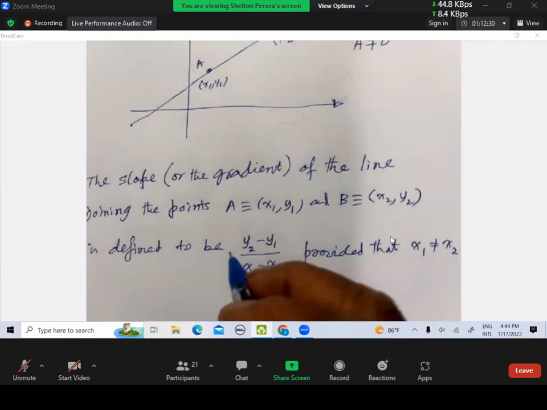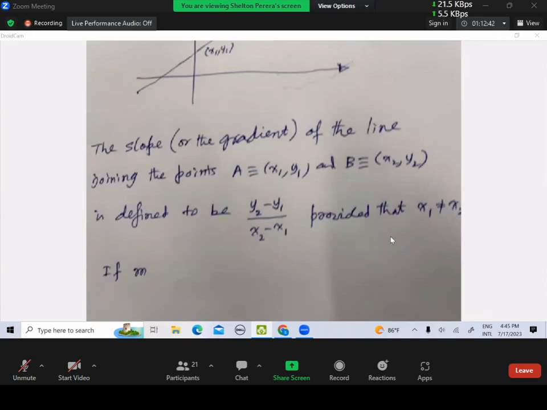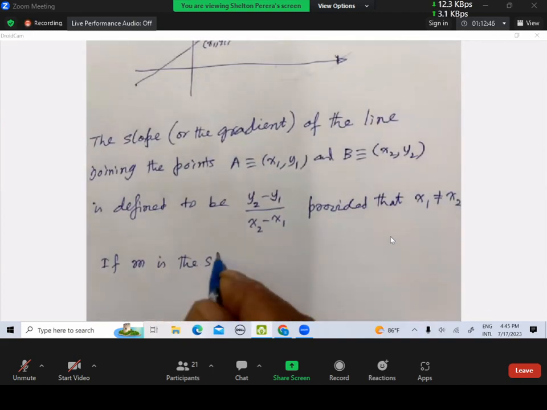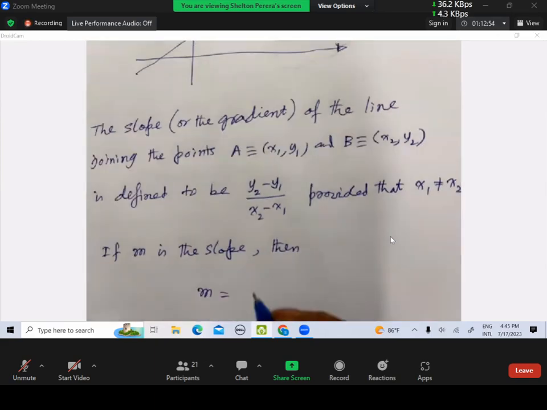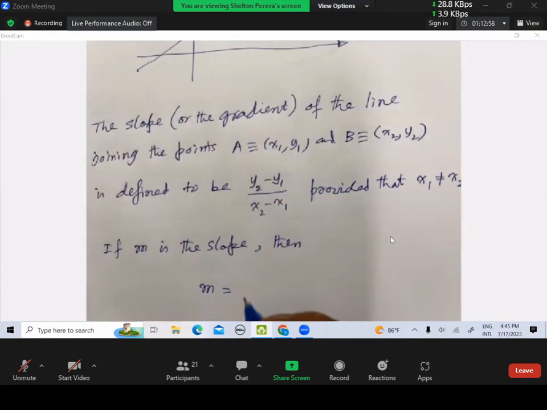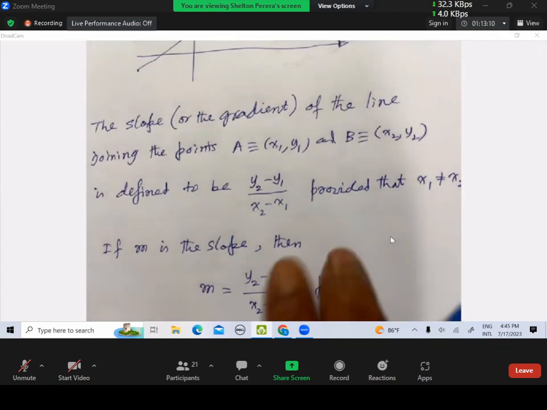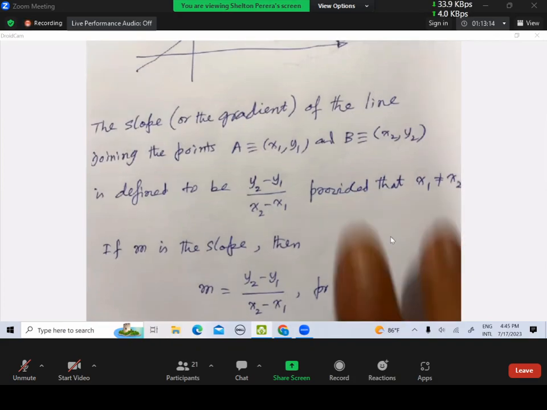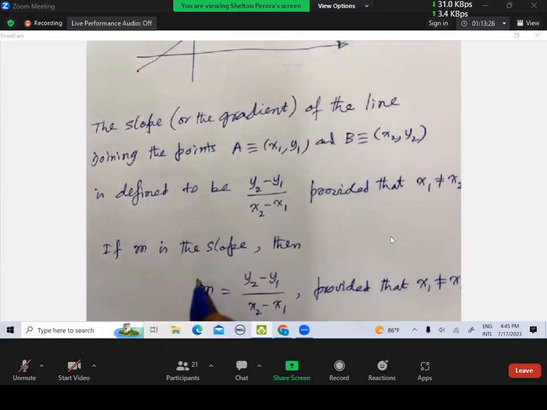So this is the definition of the slope. If m is the slope, then m is equal to, I'm rewriting the same thing, y2 minus y1 over x2 minus x1, provided that, meaning given that, x1 is not equal to x2. So this is the definition of the slope.